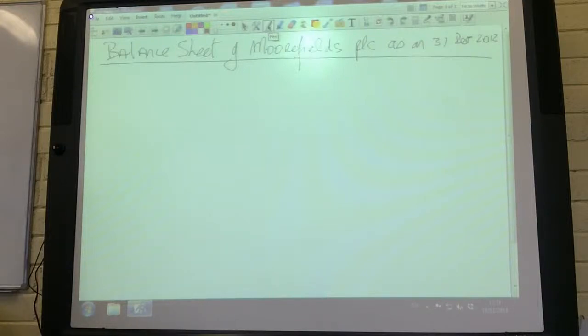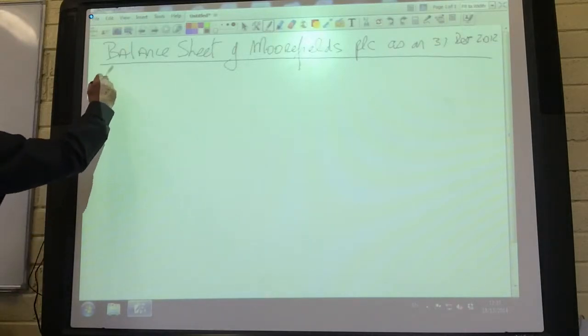We're going to have a look at the balance sheets in published accounts, and again it's the 2013 exam paper. So we look at the balance sheet of Moorfields PLC, public company, as on the 31st of December 2012. Try to remember that your balance sheet is always as on, whereas your final accounts will be for the year ending or whatever period they relate to.